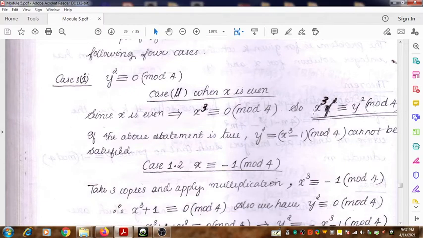Then using these 2, when x is even, clearly x cube is congruent to 0 mod 4. And then combining the 2 congruence equations, we can write that x cube is congruent to y square mod 4.